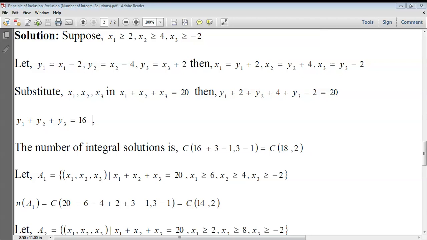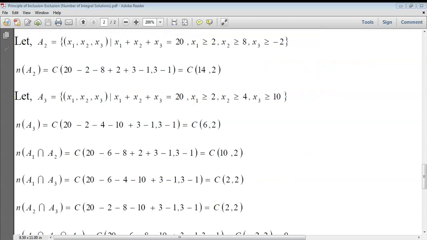So now take A2. A2 will be the set of all solutions satisfying the condition x1 plus x2 plus x3 equals 20 with x1 greater than or equal to 2 and x2 greater than or equal to 8 and x3 greater than or equal to -2. Okay, so A2 is the set of all solutions x1, x2, x3 with the condition x1 greater than or equal to 2, x2 greater than or equal to 8, x3 greater than or equal to -2.